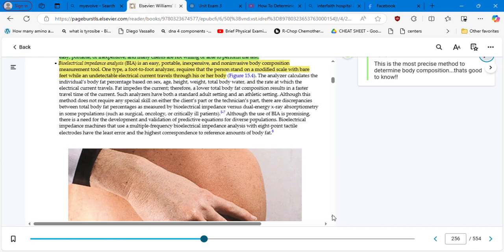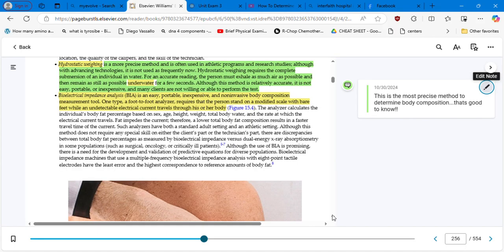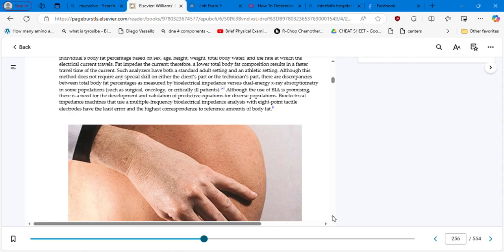One type, a foot-to-foot analyzer, requires that the person stand on a modified scale with bare feet while an undetectable electrical current travels through his or her body, right? It's like stepping on a scale.